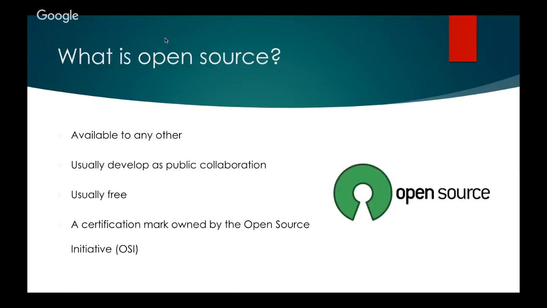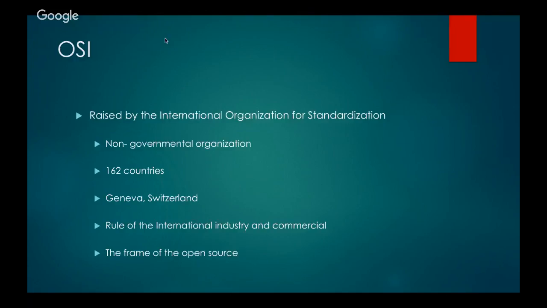Because it is available to use for any person, it is usually developed in collaborative ways. In addition, most open source will be free to any of the people using it. It means that the creator won't keep the patent of the open source, and it also doesn't belong to any person as well. The open source is also a certification mark for OSI. So what is OSI?